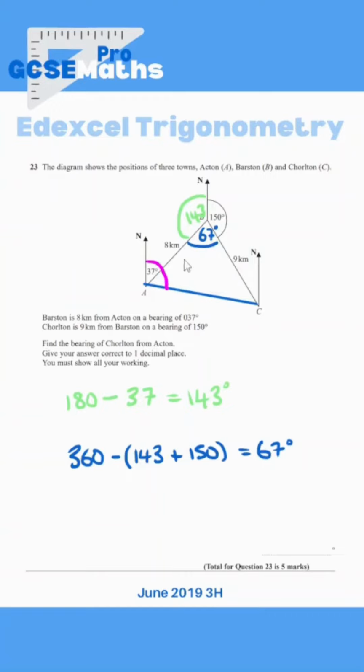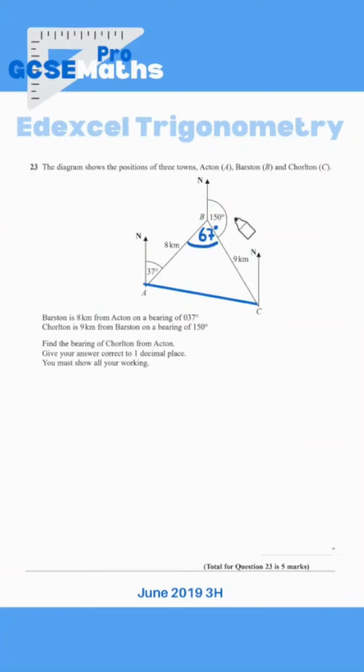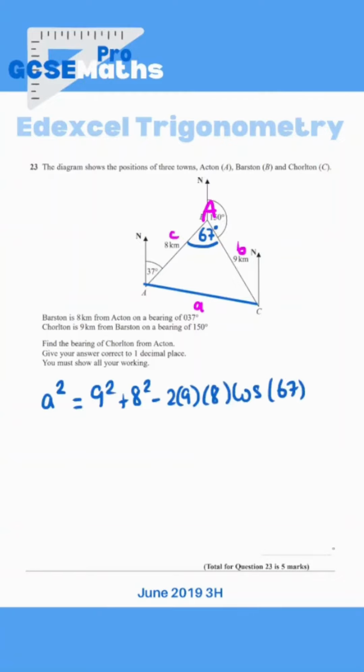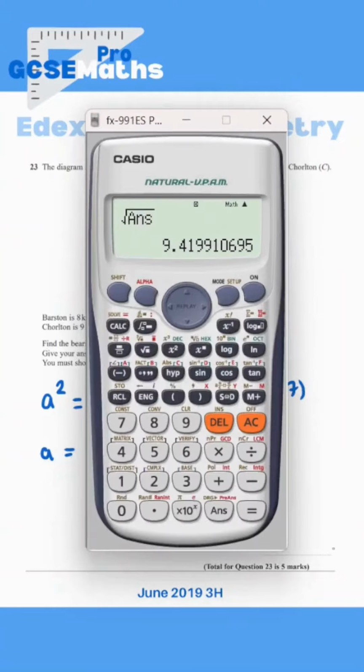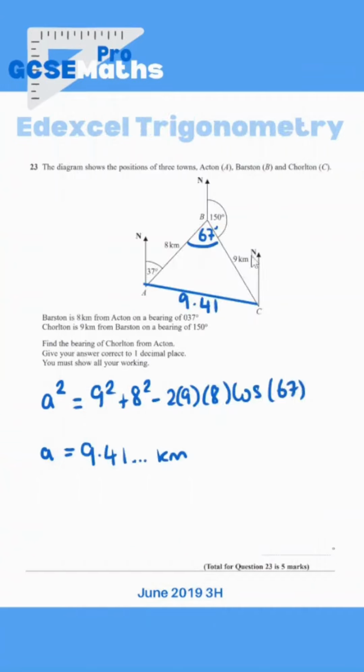So what I could do is use cosine rule to work out AC. Label the angle based in A as it is with the cosine rule. This would be side A, this one can be C, and this can be B, and put it in the calculator. That gives me 9.4 as side A. Now do you see how I've got the pair 67 degrees and 9.41 and 9 kilometers there, and this angle A that I want. So now we can use sine rule.